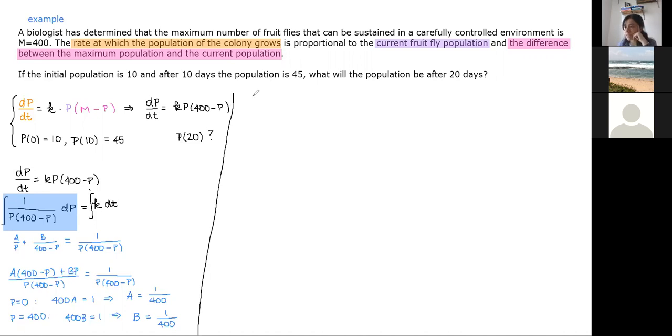And I'll have that. On the left-hand side, I'm evaluating the integral of 1 over 400 times 1 over p. So maybe I'll just write out the fraction right away. A over p, which is equal to 1 over 400 over p, plus b over 400 minus p, which is also 1 over 400, because I found that b was equal to 1 over 400 as well, over 400 minus p with respect to p. And on the right-hand side, I'm integrating k with respect to t.